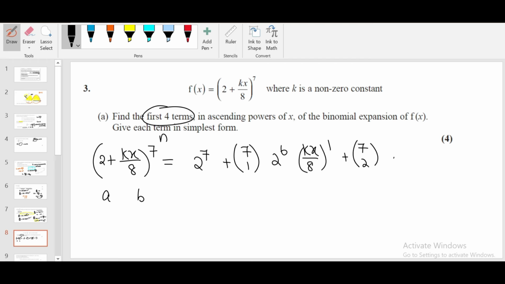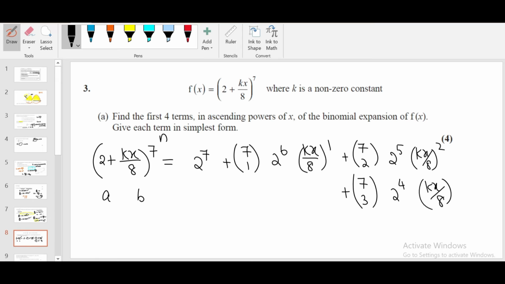nC2 a power n minus 2 b power 2, a is 2 actually, plus nC3 a power n minus 3 b power 3. That's the binomial expansion. Now we need to carefully simplify the terms.